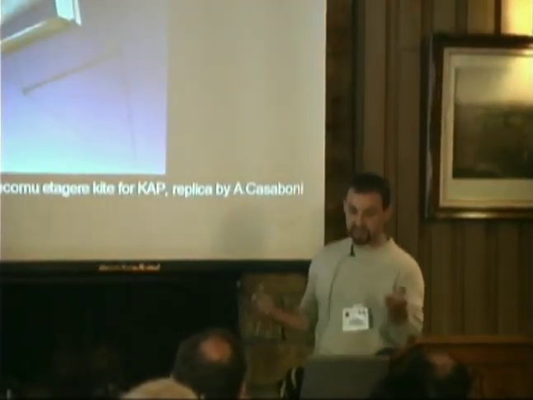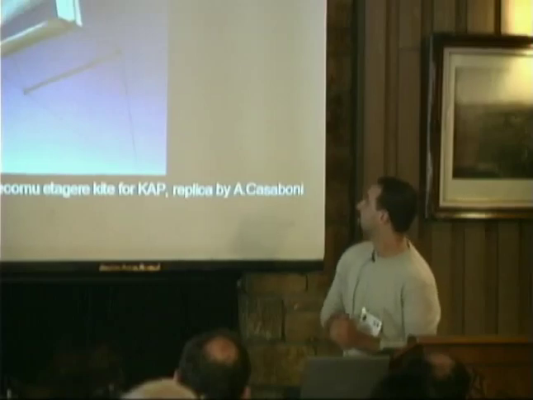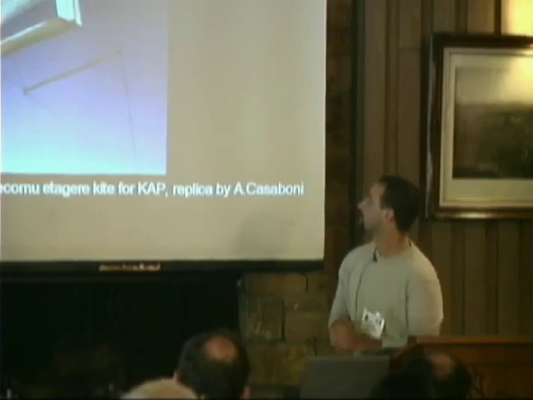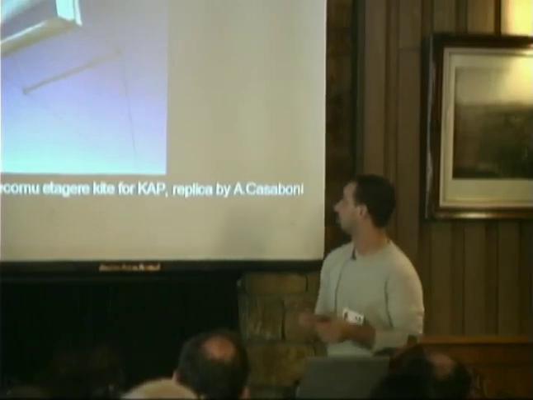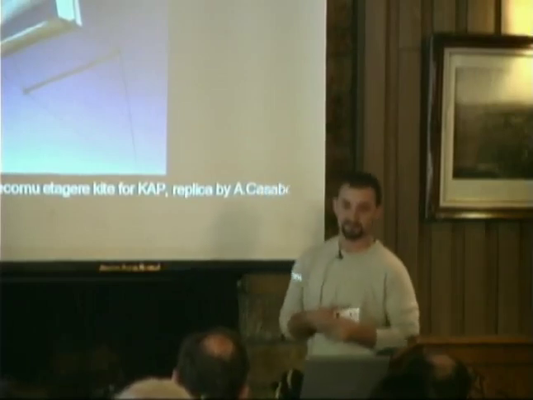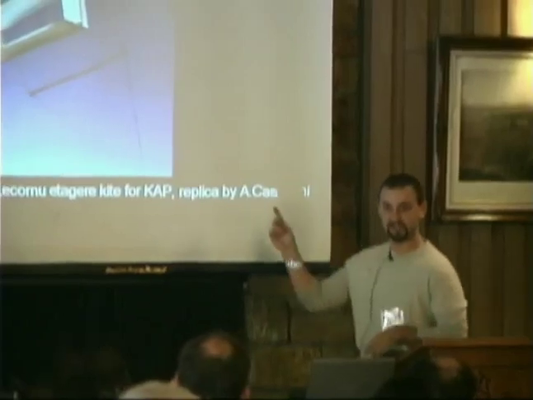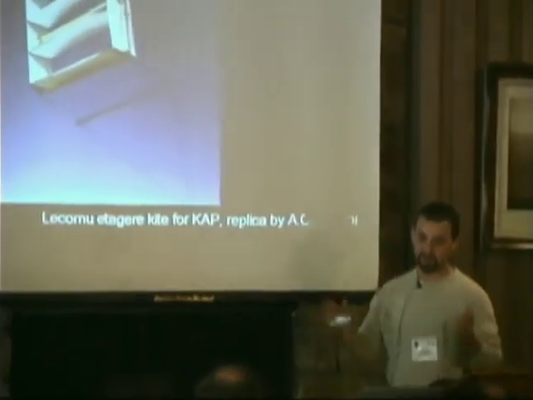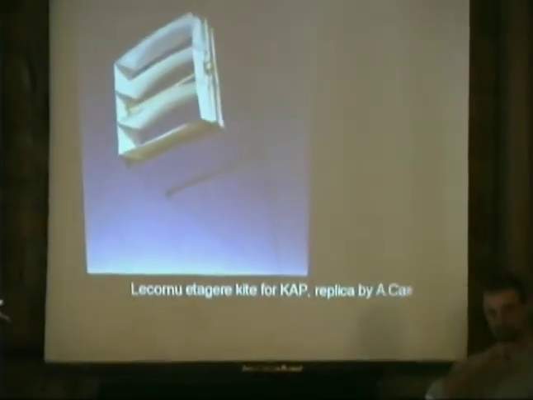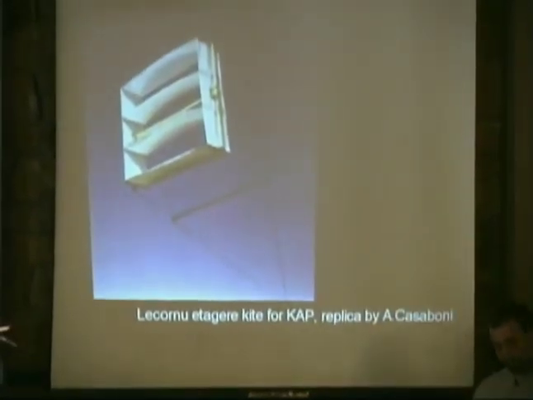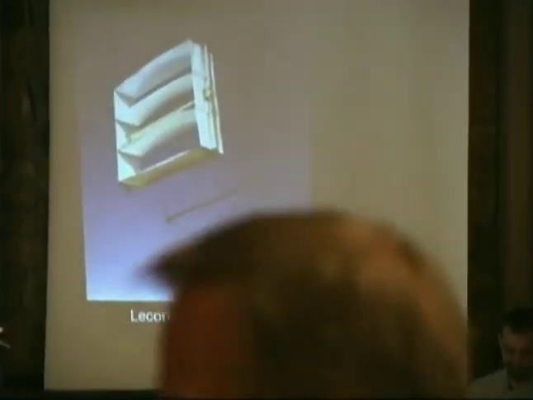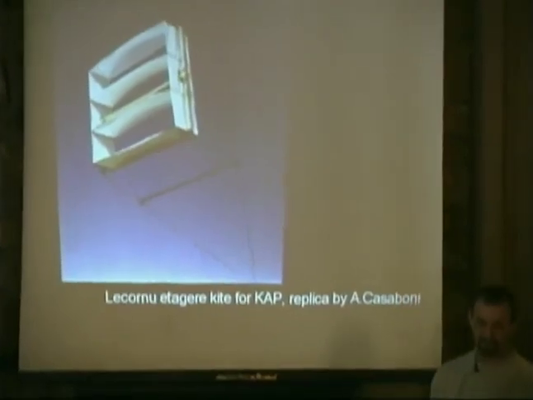Le Cornu used many kinds of kite. This one is a replica of one of these. It's a very strange kite. So in the book, Le Cornu suggests using this kite. I made it, but it's very dangerous to fly with this kite. It's not stable. I think it's a trick, not a good suggestion. I prefer the other kind.